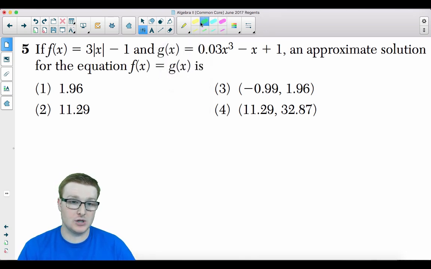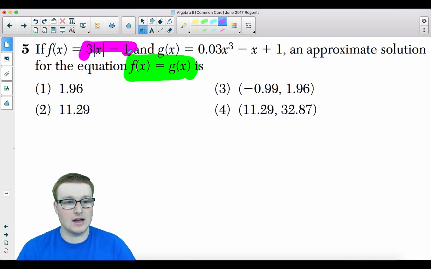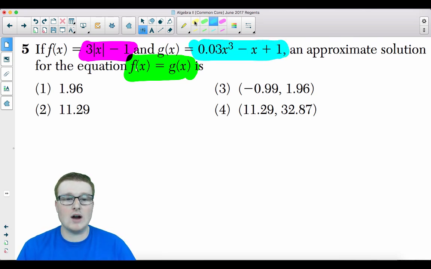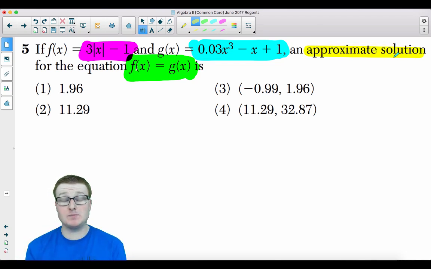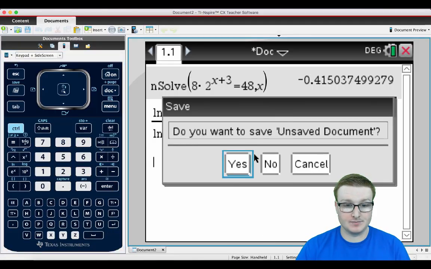So basically what we're doing is we're taking these equations and we're setting them equal to each other. So this equals this. Well, here's the thing. It says approximate solution. So what you should be thinking is you can't solve this by hand. You need to go right to your graphing calculator. So let's go to our graphing calculator, okay?